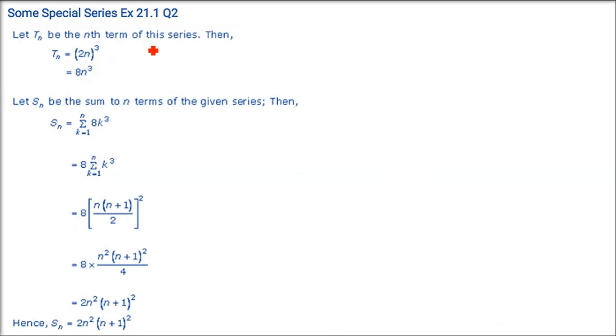Next one is 2 cube plus 4 cube plus 6 cube plus 8 cube. What does that mean? Here we have Tn, the final term. So Tn is quite easy, and this is an AP also. We can find out the term using the Tn formula of AP, or you can find it using observation.